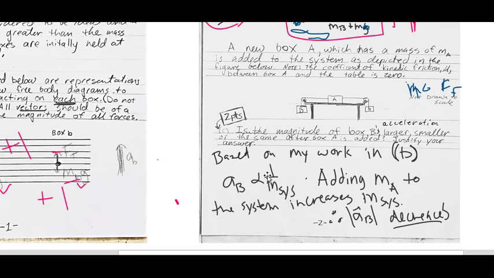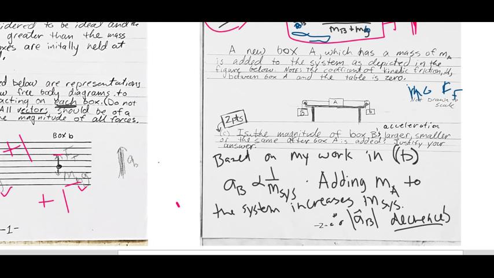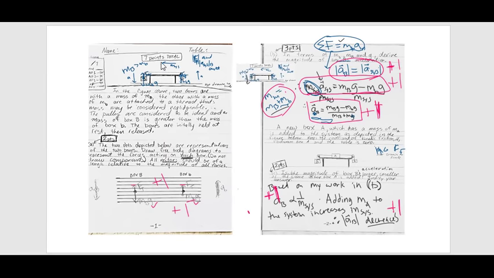Here's what you would have gotten points for. One point for recognizing that the mass of the system is inversely proportional to the acceleration of the box. And one point for saying that the magnitude of acceleration decreases. You have to have both to get the points. So that is the Atwood machine.